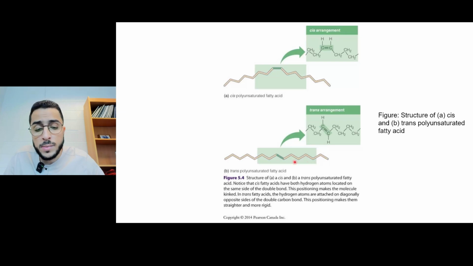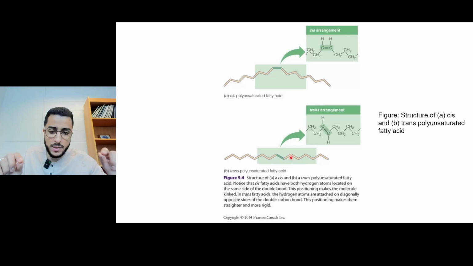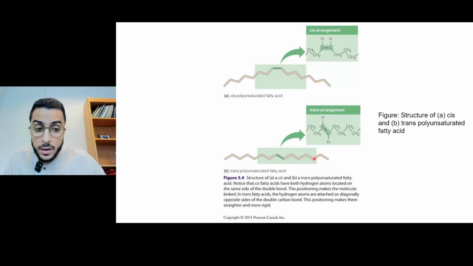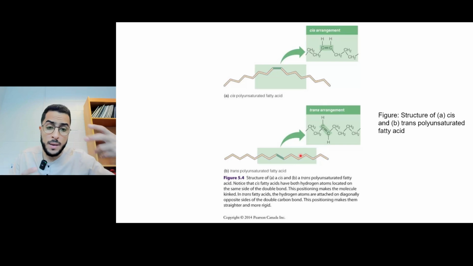Now, obviously, if they're trans polyunsaturated, it might change their shape a little bit because they're not perfectly straight. And then you can have obviously a combination of these, right? In the same molecule, you can have cis and trans arrangements. Okay, so you have to think of it as a dynamic thing.